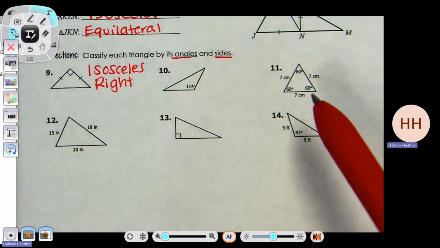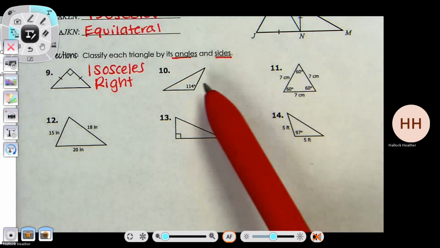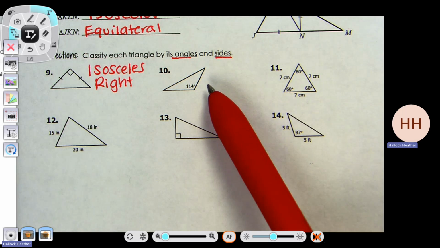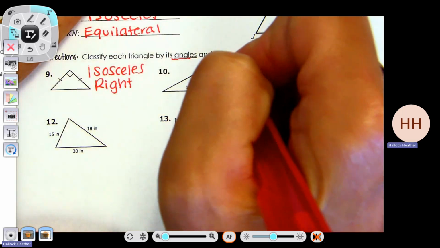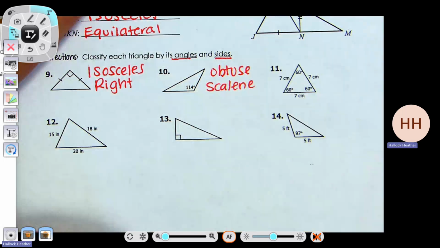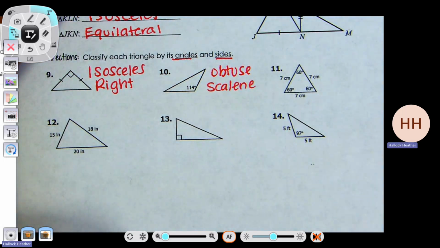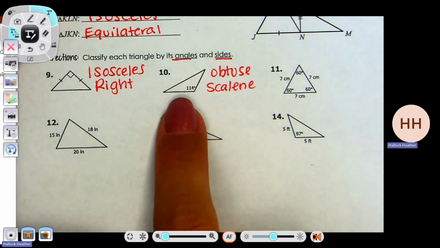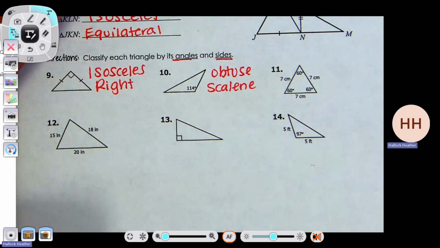Okay, let's talk about number 10. What 2 things could you say about number 10? It's scalene because it does not have any tick marks, and it does not say that the 2 sides are congruent. Although it looks like it, one of those could be 10 feet and one of them could be 9.9 feet. Okay, so do not make assumptions.